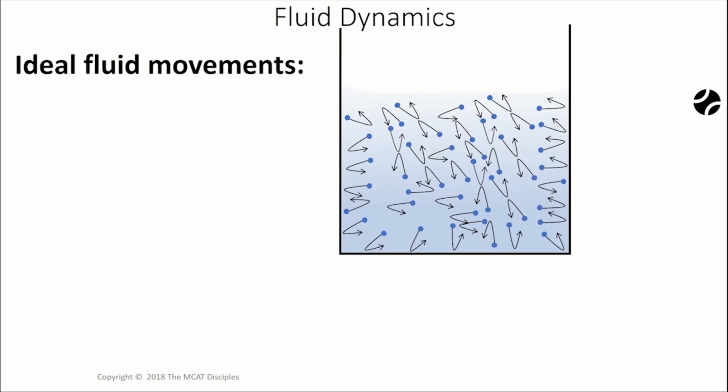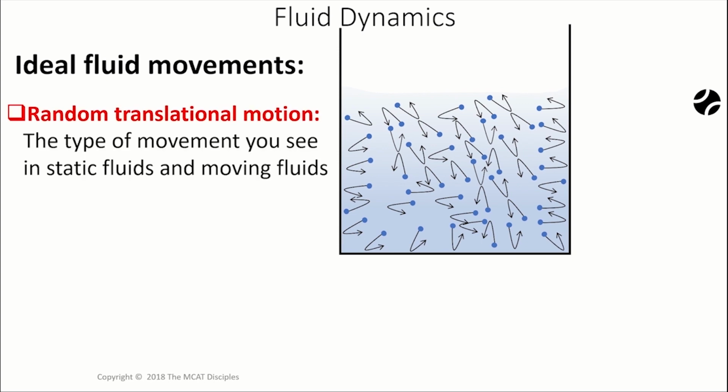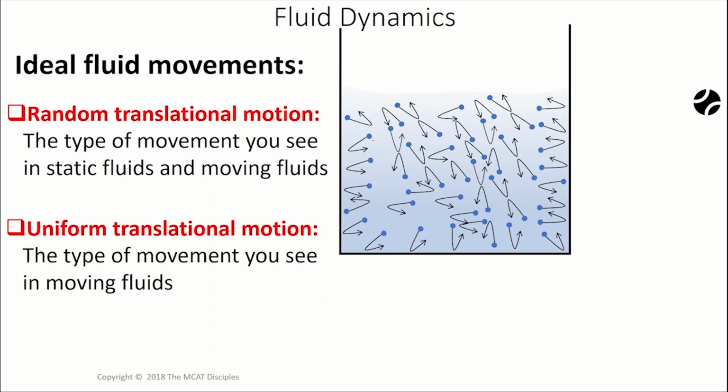So when you're talking about a fluid moving, the molecules are moving, and even in a static fluid they're moving, but there's something extra going on when the fluid is in a macroscopic state in motion. There are two fluid movements you need to consider for the ideal fluid, which is the random translational motion, just like you see in the static fluid to the right here, and you also see that in moving fluid, and that's actually what generates the pressure on the walls of the container. And the uniform translational motion, that's the type of movement you see in moving fluids alone, and not in static fluids. The name tells you what it is: uniform translational motion. So all the molecules moving in one direction.